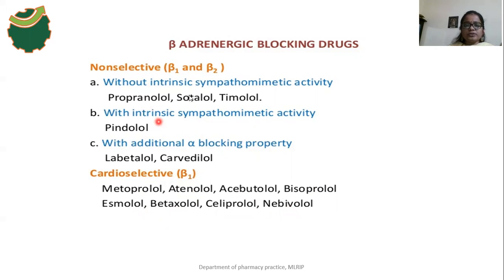These are the classification of beta blockers. Beta blockers are divided into two types, non-selective and cardio-selective. Non-selective again consists of three types: without intrinsic sympathomimetic activity, with sympathomimetic activity, and with additional alpha blocking property. These cardio-selective drugs only block the beta 1 receptors, which are present only in the heart region.